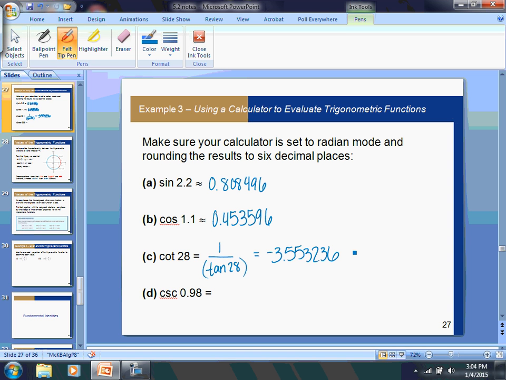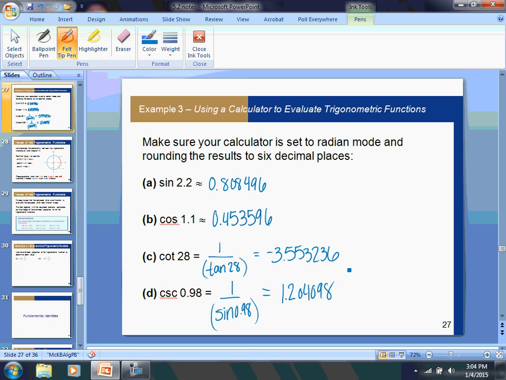And then cosecant, again, we can't put that directly into our calculator. I don't have a cosecant button, so we have to do 1 over sine of 0.98. And again, put that sine in parentheses. And then you'll get 1.204098 if you've typed that in properly.